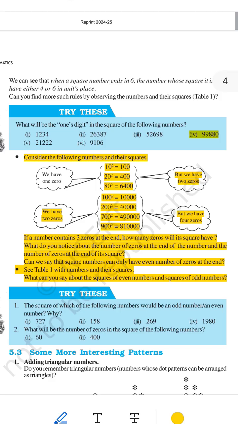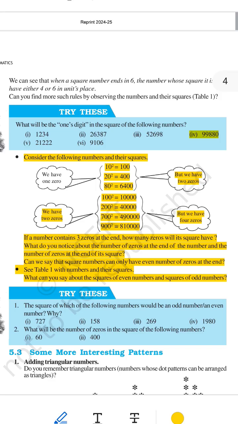Absolutely. Let's go very slow, word by word, line by line, with super simple English, giving you every tiny detail you need, as if you've never heard of squares or zeros before. I'll explain everything so clearly that you'll never forget it. Let's do it.